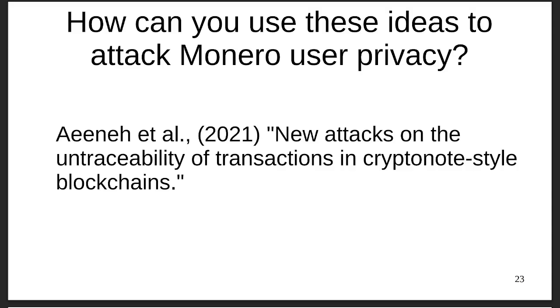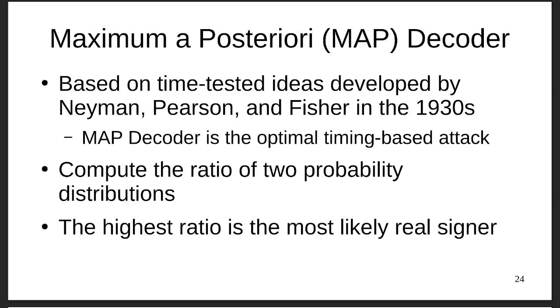How can we use these ideas to attack Monero user privacy? A paper written in 2021 by Anine and other authors was titled "New attacks on the untraceability of transactions in crypto-note-style blockchains." Note that Monero is considered a crypto-note-style blockchain because it uses ring signatures. This paper suggested a way to reduce Monero user privacy, although it was incomplete. We will discuss how to make the attack viable later.